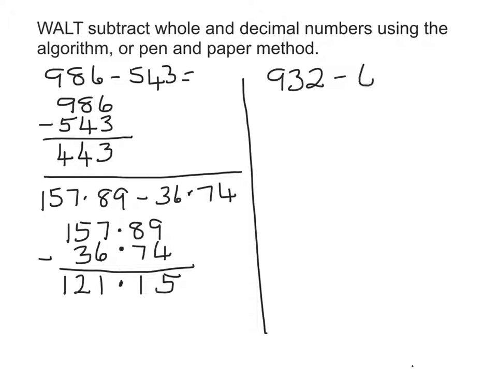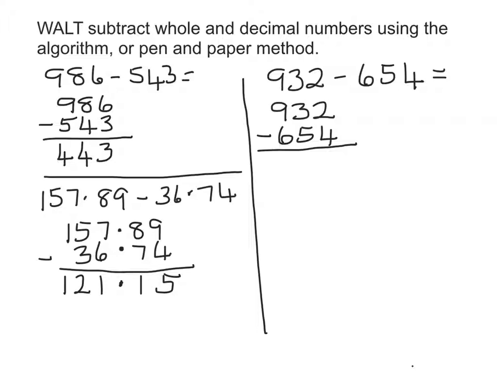932 minus 65, so looking at 654 rather, so we're looking at a whole number subtraction first. I'm going to record it with the larger number on top, 932 minus 654.